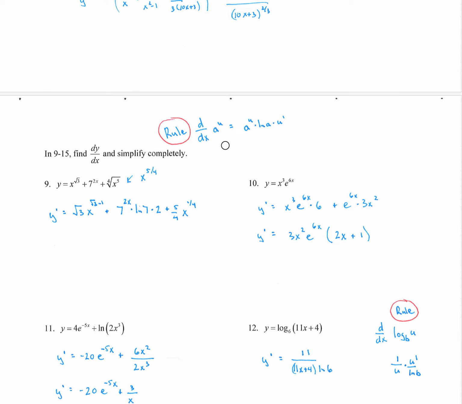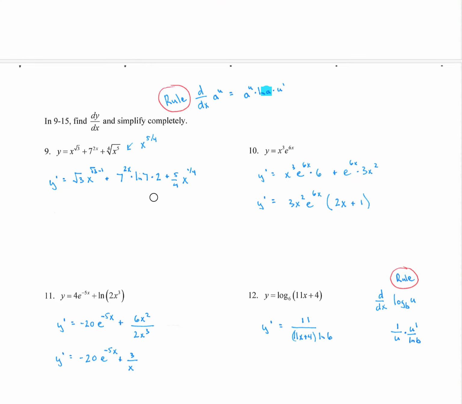Remember, the derivative of a to the u is a to the u times the natural log of a times u prime, where the derivative of e to the u is e to the u times u prime. You skip this natural log of a, but really, the natural log of e is 1, so those rules are actually identical, right? A is just some number. So this one is power rule, this is exponential, and this is really just x to the 5/4. So just rearrange that a little bit.